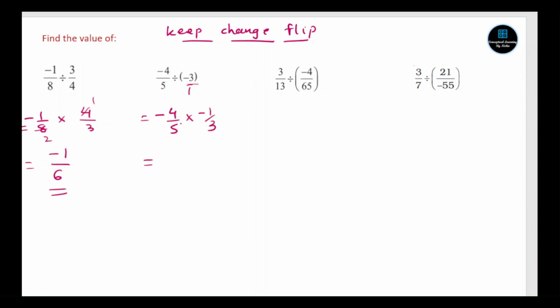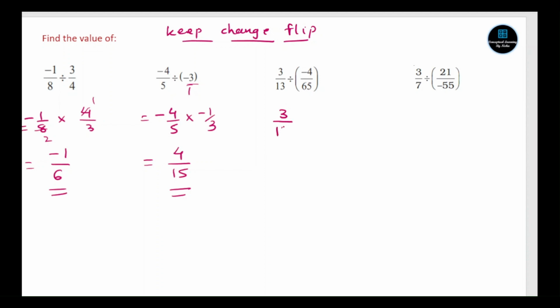Now first of all we'll decide the sign. So negative times negative is positive. 4 times 1, 4 upon 15. I hope everyone understood this, right? Perfect. Let's solve the next one.